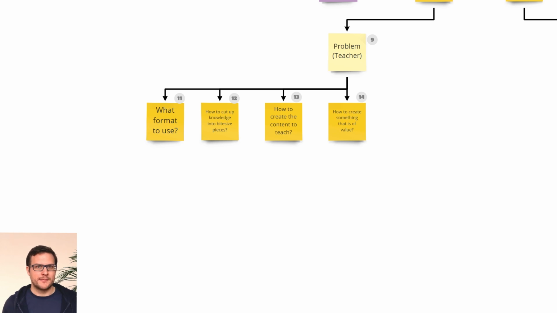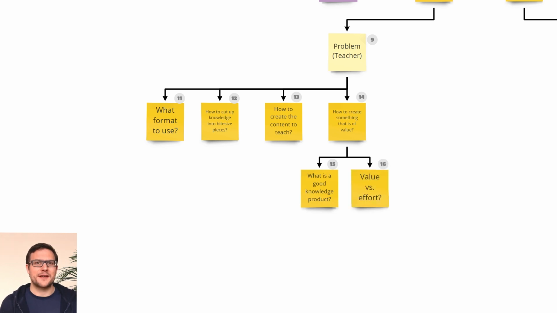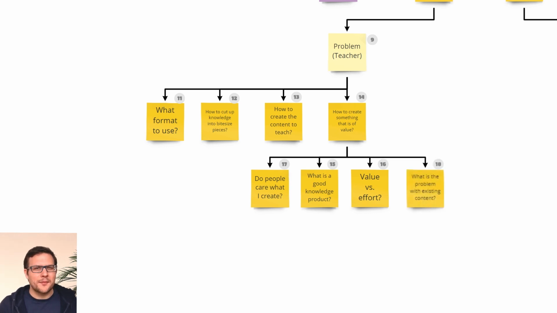Let's take a look. How to create something that is of value? Well, here the following question comes into my mind. What is a good knowledge product? The value we create versus the effort it actually takes. Do people care what is being created? And what is the problem with existing content?